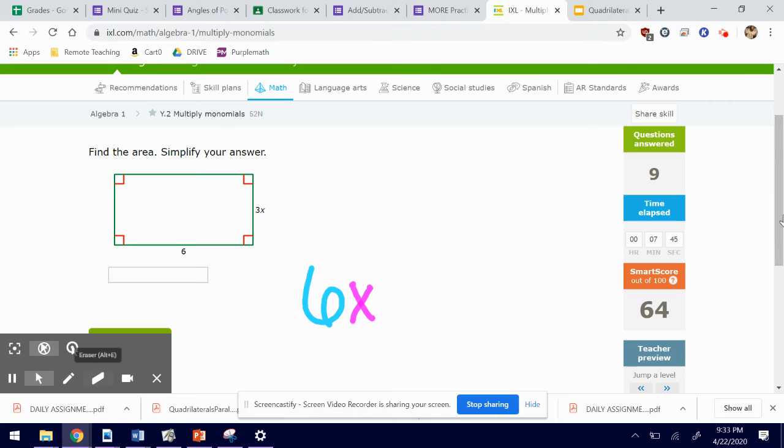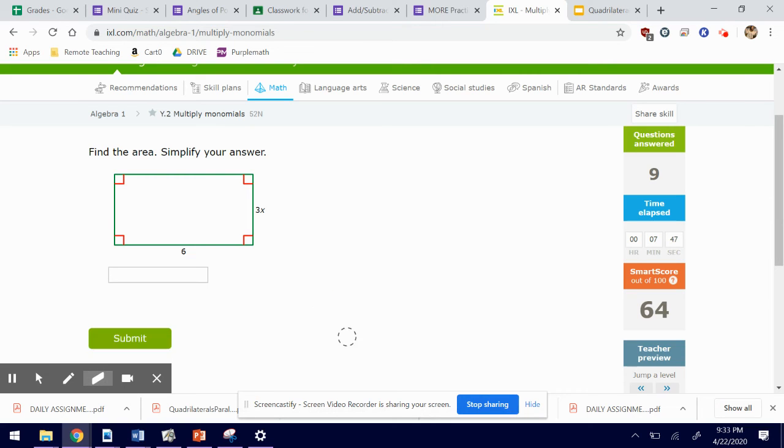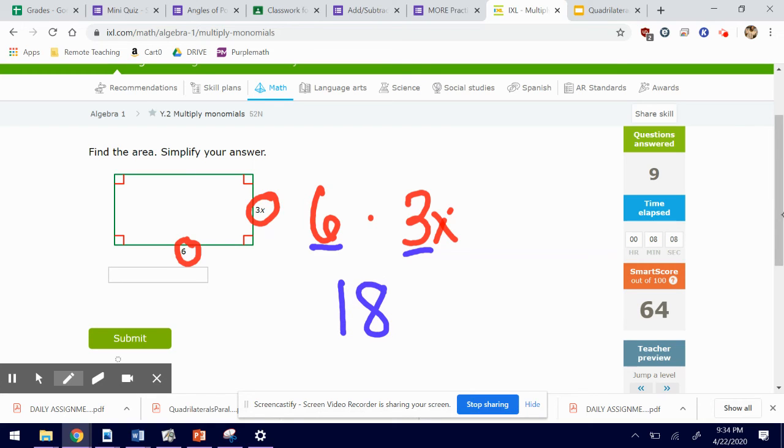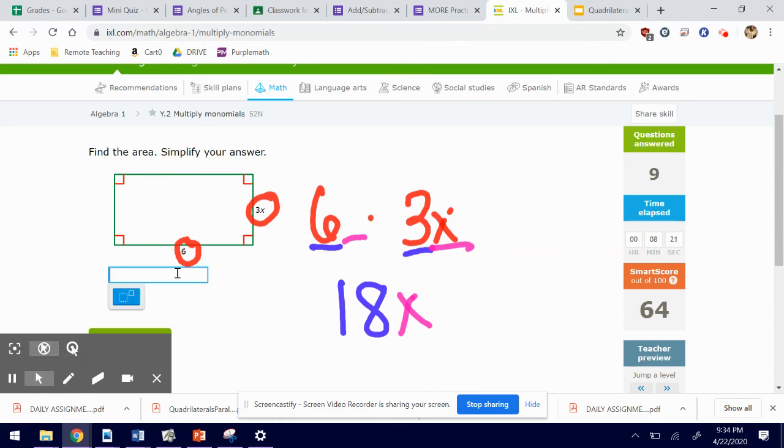This is a rectangle. You find the area the same way that you find the area of a square or a parallelogram, which we've already done. You can do length times width or base times height. It's the same thing. So I'm going to have 6 times 3x. I'm just going to worry about my coefficients first. 6 times 3, 18. There's no x right here, so I'm not going to worry about it, but there's an x right here, so nothing, or 1 times x is going to be just x. So your answer is going to be 18x.